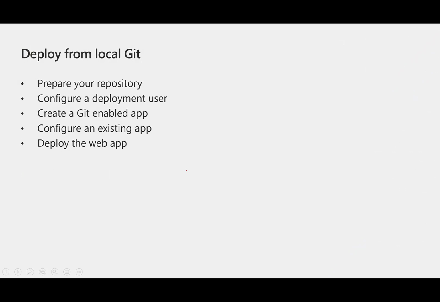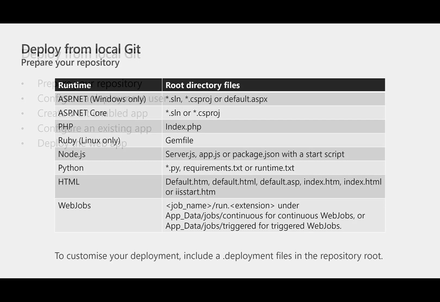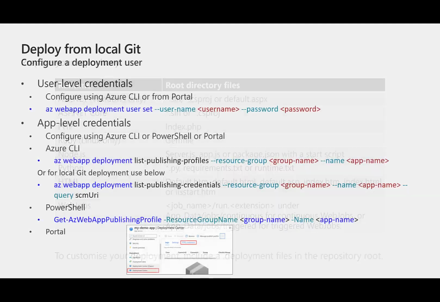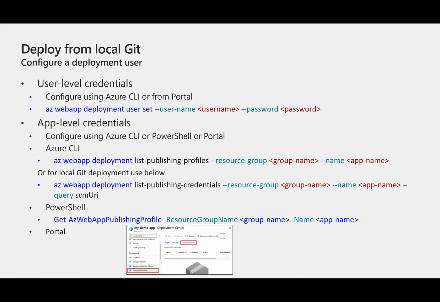Now you can also deploy from your local Git. To deploy from your local Git, you have to prepare your repo and then configure a deployment user, and then create a Git enabled app or configure an existing app, and then deploy that web app. Now configuring or preparing your repository means the same thing. You have to make sure you have got all the right files available in there. Okay, and you can also customize by using that .deployment file. Once you have done that, you can enable the deployment user. So you can have a user level credential or you can have an app level credential.